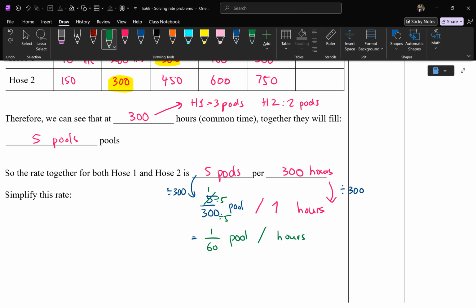So how long does it take to fill up one pool? I need 60 of these. 60 hours. There we go. So, logically, if you want one pool, you need to multiply this by 60 to make it one pool, because that's 1/60th. It's 1 out of 60. So you need 60 of them to make one whole. So you need to times this by 60, and naturally then you know you need 60 hours. So now you know you don't have to keep checking every half.